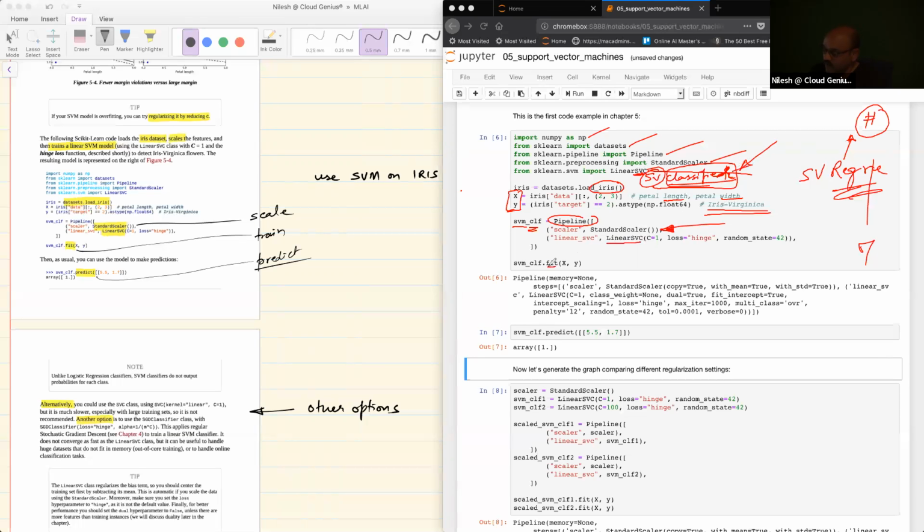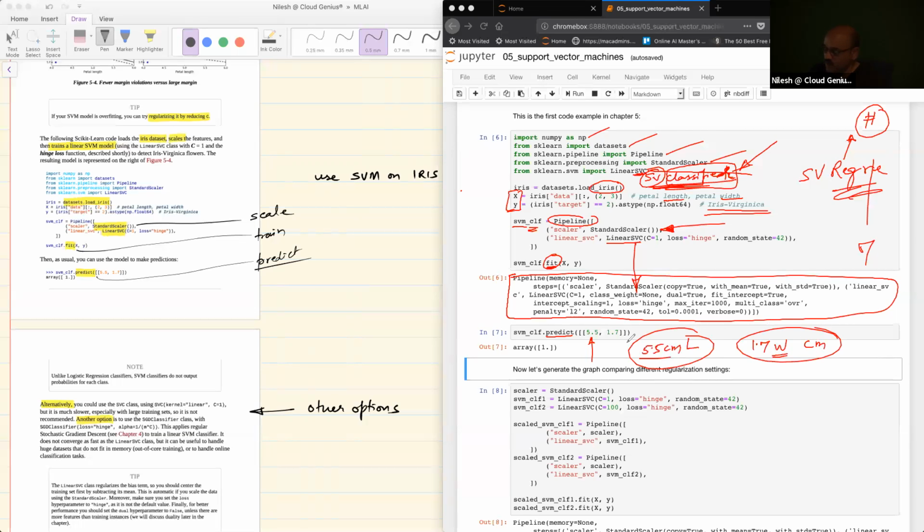And that will do a fit. And then we have the hyperparameters for SVC outputted there. You can see various hyperparameters for the linear SV classifier. And then we are able to predict. What we are really providing as an input is, imagine there's a 5.5 centimeter flower in length and a 1.7 width in centimeters. So that's the input. What flower would that be? And the answer is 1.